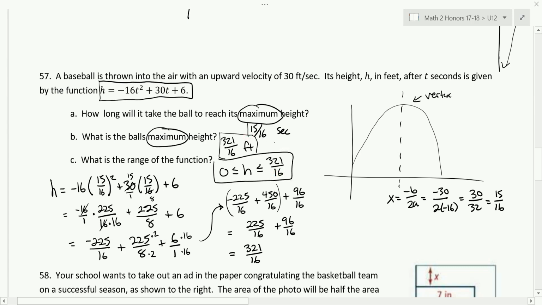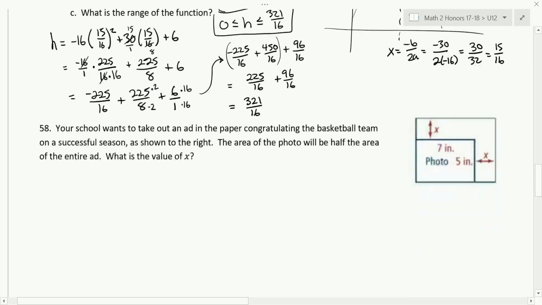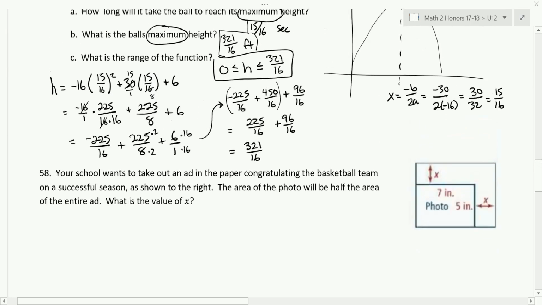And again, remember those 3 routes you can take to get to that vertex. Okay. Question on 57. Okay, last one, 58.